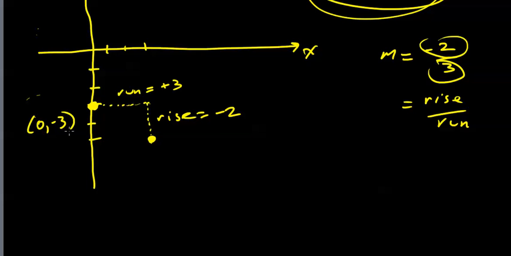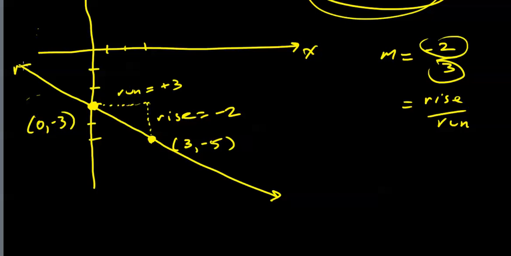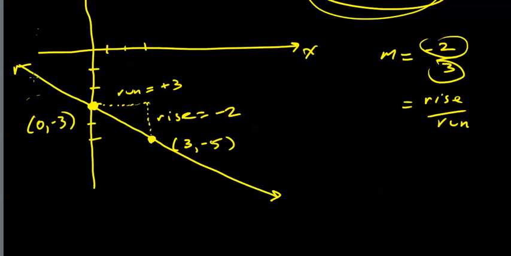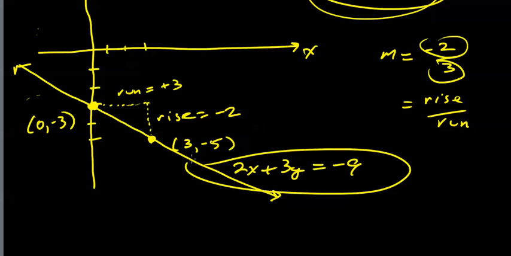The coordinates of this new point, well, if x goes up by 3, the x coordinate will be 3. If y goes down by 2, the y coordinate will be minus 5. And I can connect those 2 points with a line and say I've made quick work using slope-intercept form of graphing this line. 2x plus 3y equals minus 9. And so label the line with the graph that generates it, and with the formula that generates it, and move on to the next problem. Okay?